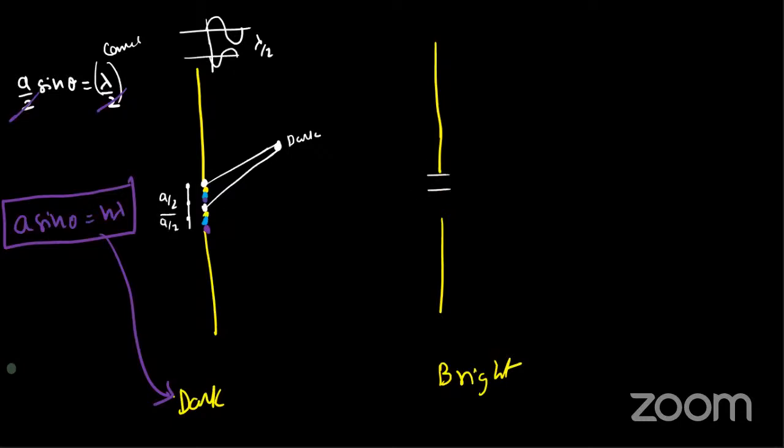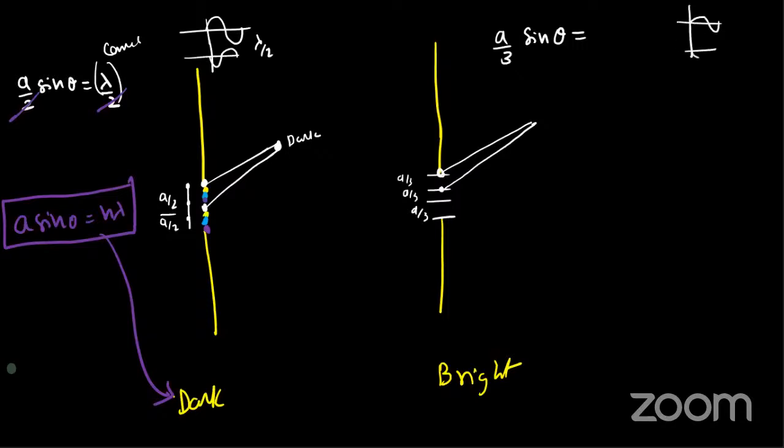I'll divide this into three parts: a by 3, a by 3, and a by 3. So what I'm going to do is take one source from this point, and one source from this point. What's the distance between these two? A by 3, and the path difference will be equal to a by 3 sin theta. And I'll tell you again, I want both of them to cancel out.